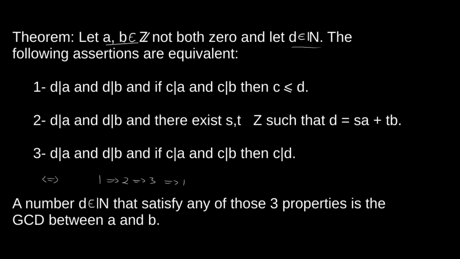Once you've proven that, then a simple observation will be that any number d that satisfies any of these three assertions is the GCD between a and b. That is only a consequence of all the theorems we have been working with till now.